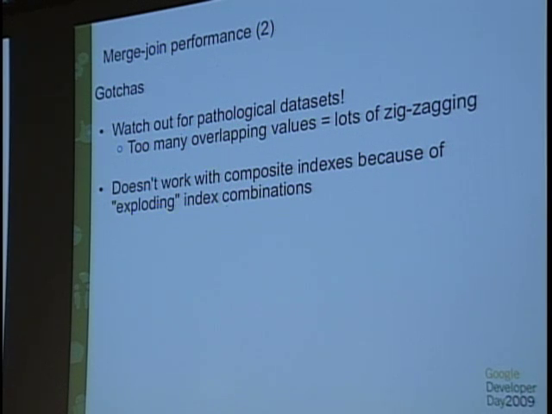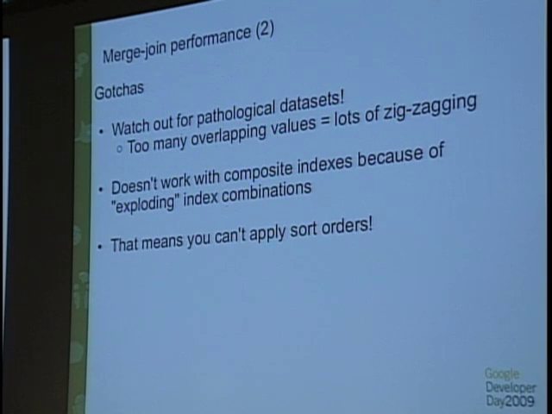Also, this doesn't work with composite indexes because of the exploding index combinations that I talked about before. What it does mean is that you can kind of work around this. You can sort in memory instead. So when you do this join, you apply many different filters, and you're unable to add an order by clause in the SQL statement. What you can do is retrieve the results, and then in memory, when you have your list of friends, you can sort them.